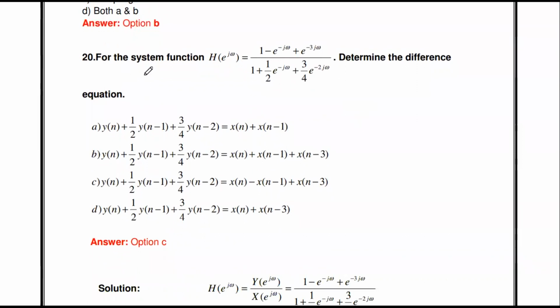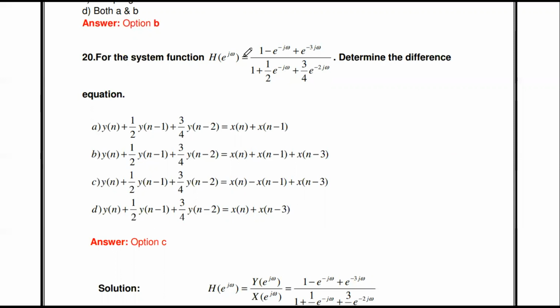Then the next question: for the system function H of e power j omega given, determine the difference equation. The system function, we can call it H of z, is the Z transform of the impulse response. Similarly, the DTFT, the discrete time Fourier transform of the impulse response, is also called the system function or frequency response. So H of e power j omega is nothing but the discrete time Fourier transform of the impulse response.